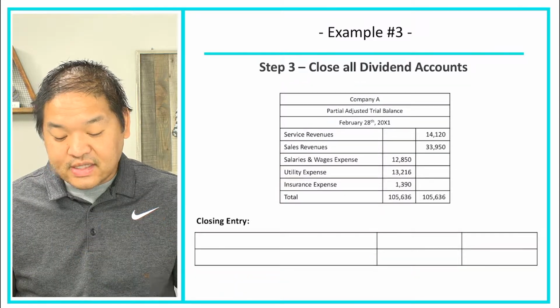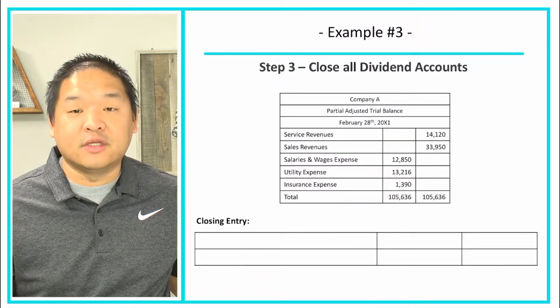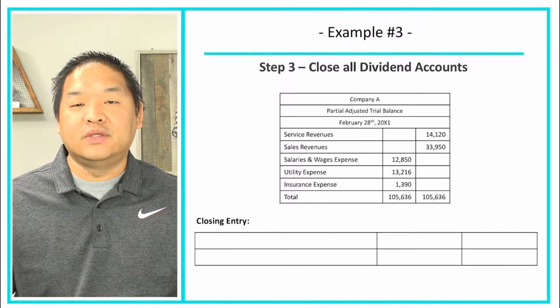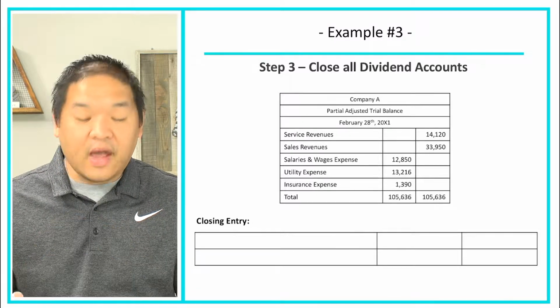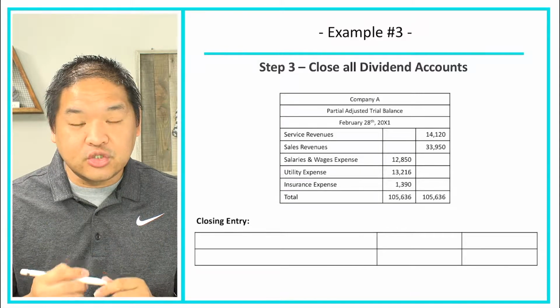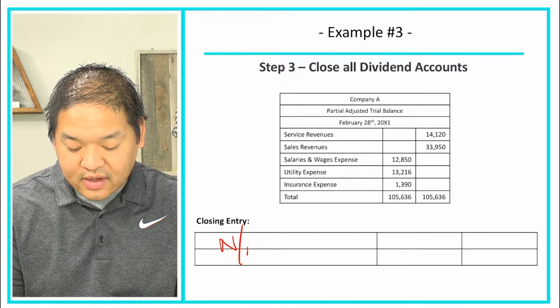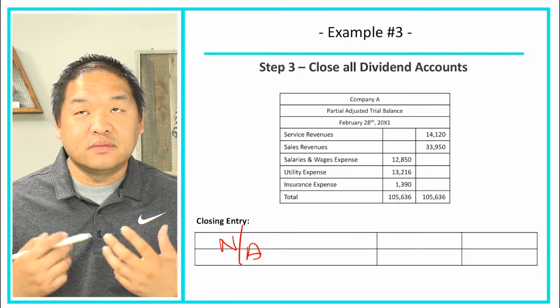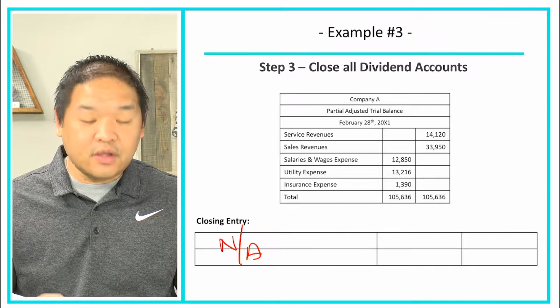Moving on, step number 3, close all the dividends. Problem here, we had no dividends to begin with, so we don't have it. But what would the journal entry be? So I'm going to put NA here so that we don't get complicated or confused. What would the closing entry be?